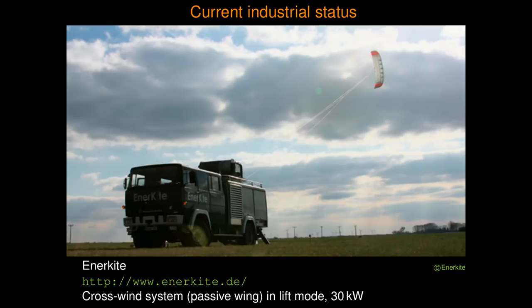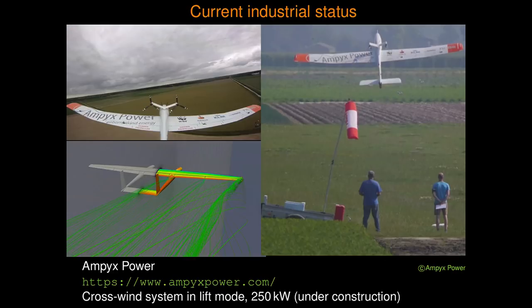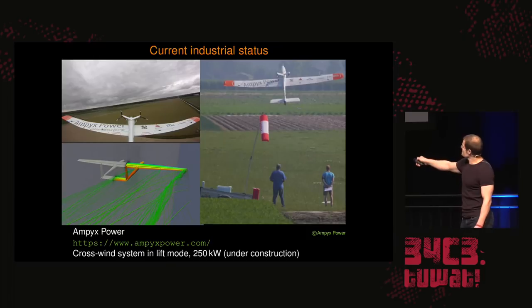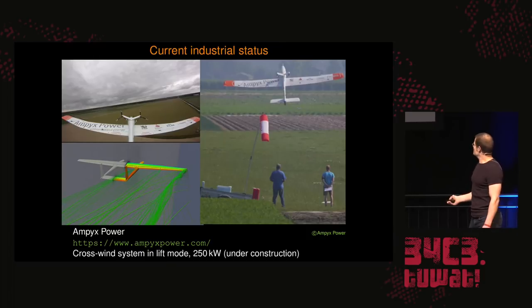One of them is Enerkite in Berlin, and they now have a system which is basically stationed on such a truck. This is a crosswind system with a passive wing, steered via three tethers, and it produces up to 30 kilowatts of energy. Then you have Ampyx Power. They have their launching site in the Netherlands, and they are currently producing this aircraft, which is a crosswind system in lift mode, and at the end will produce up to 250 kilowatts of power. This is under construction.